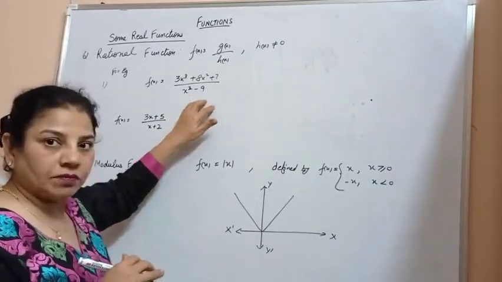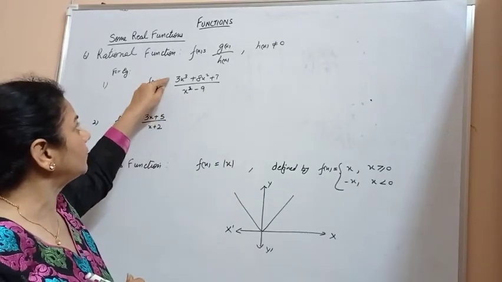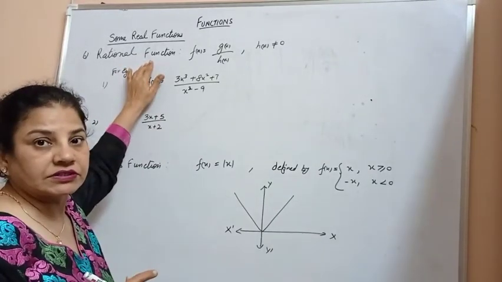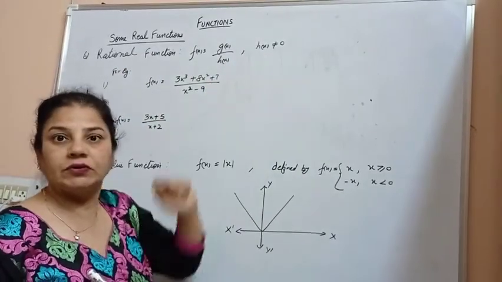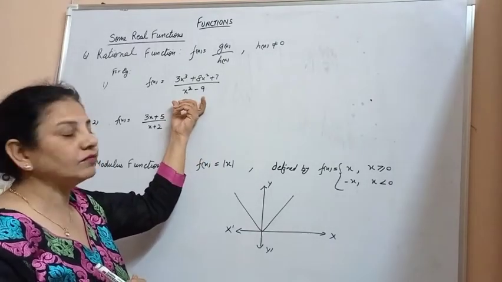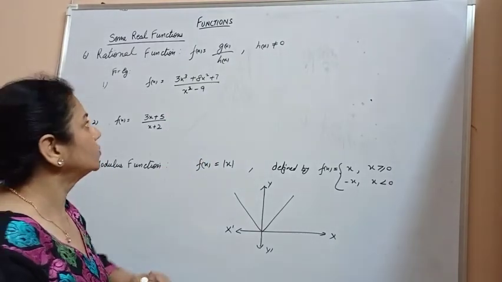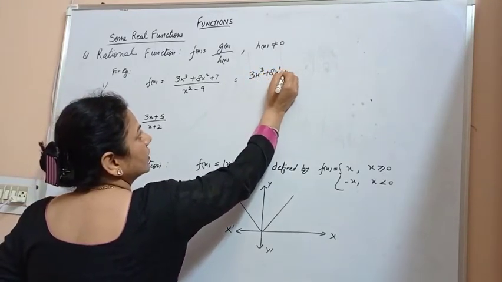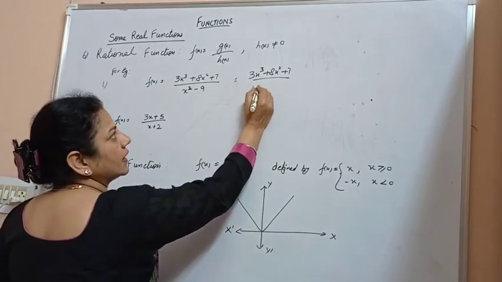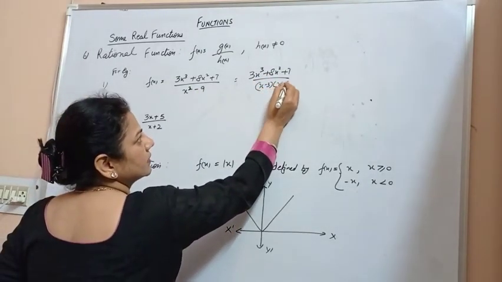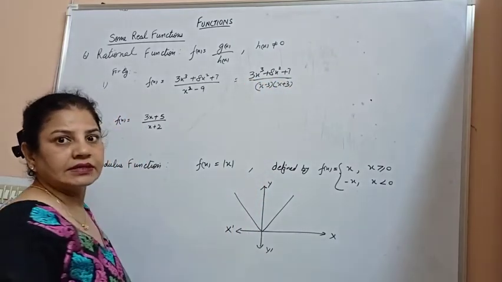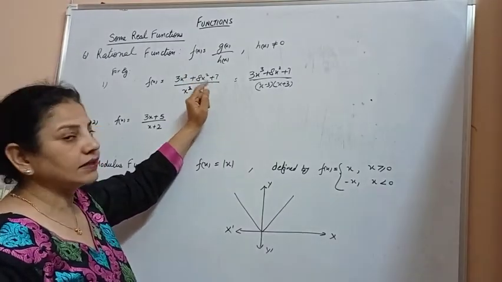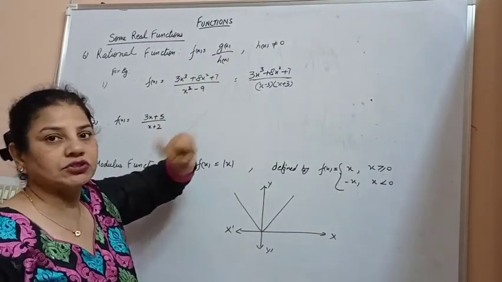If I talk about this function, we have the function in the form of g(x) upon h(x), and the condition for a rational function says that the denominator function should not be equal to 0. In this particular case, the denominator is x square minus 9. So I can rewrite this function as 3x cube plus 8x square plus 7, and I factorize the denominator as (x minus 3)(x plus 3). Why have I done this? Because I know that according to the rational function, our denominator function should not be equal to 0.